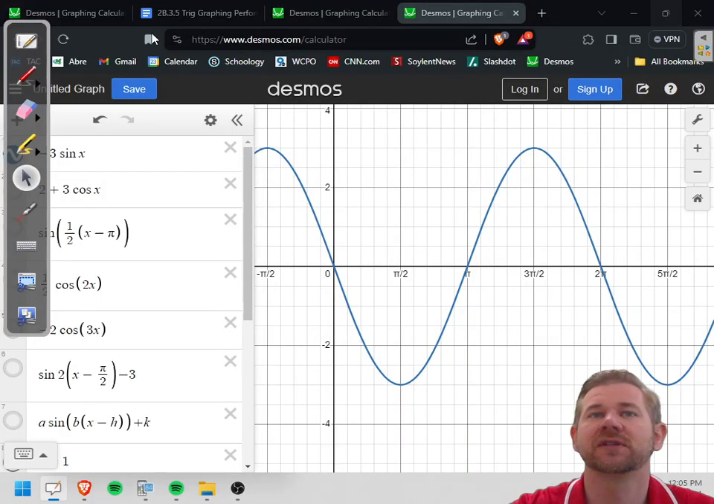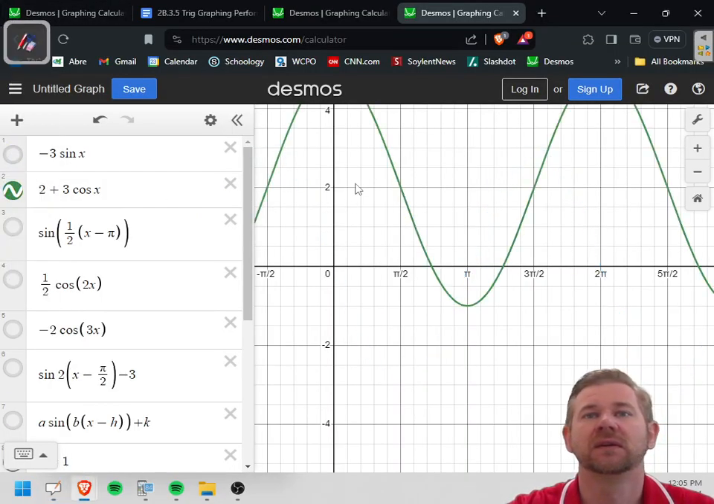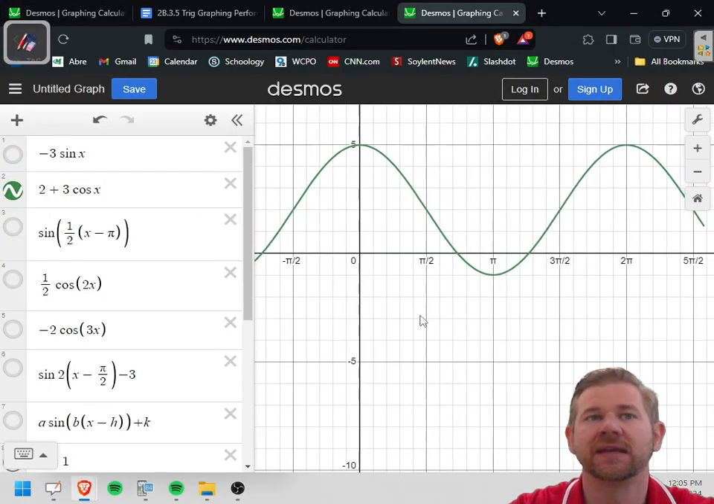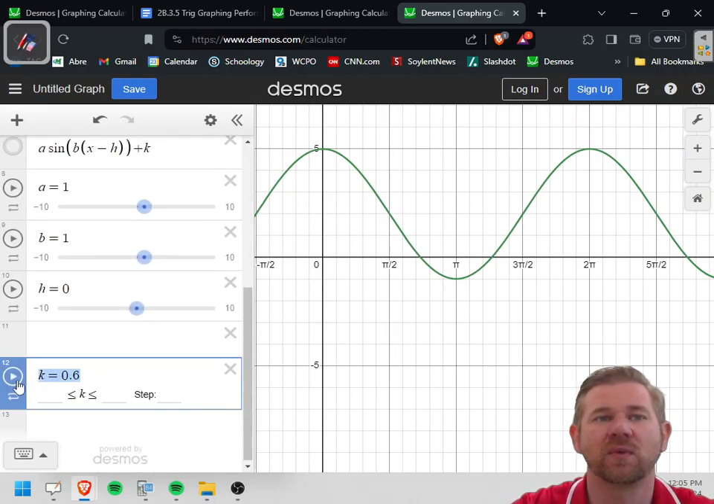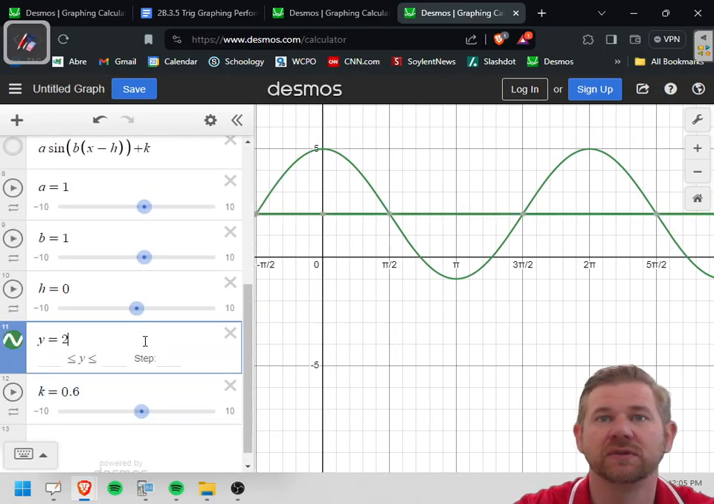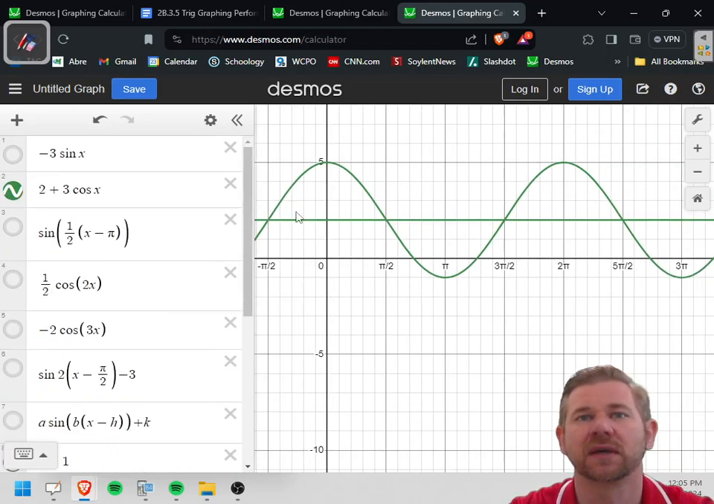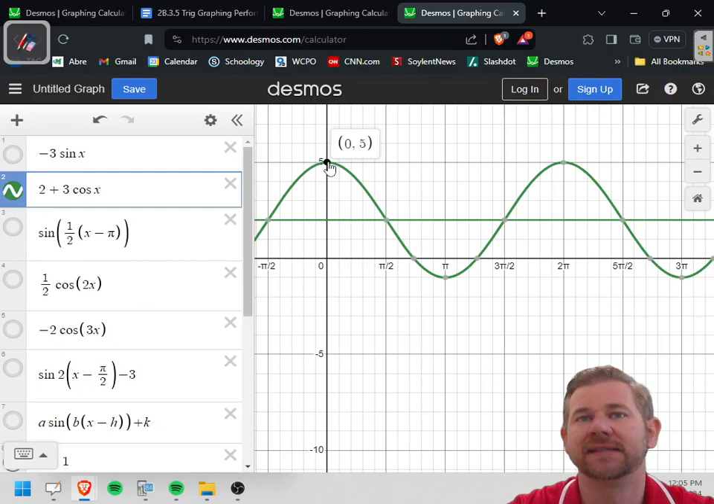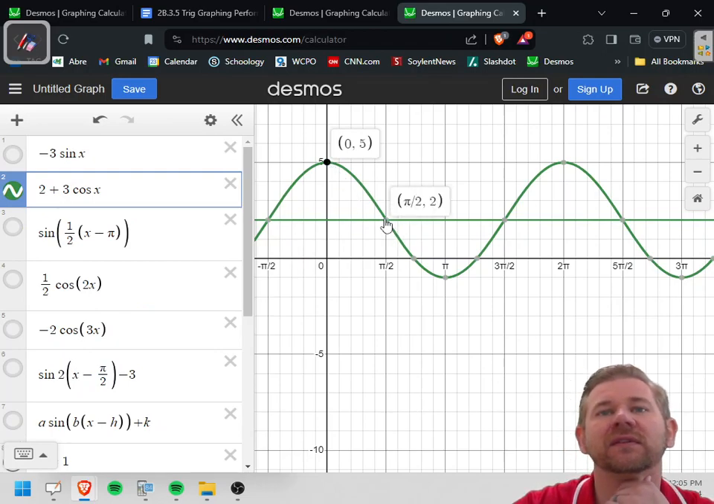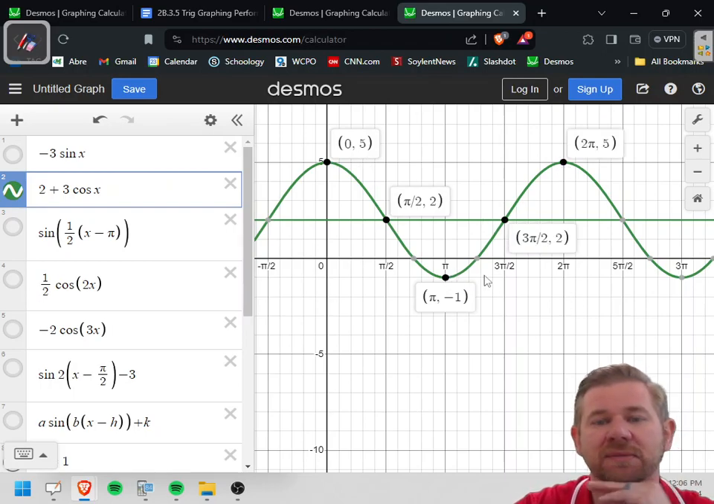2 plus 3 times the cosine of x. Okay, so you can see the midline is at 2, so it's a good idea to say y equals 2, so you can see the points that you're graphing. I don't like that that's red or green though, but it's okay. And you can see that at 0, it's at 5, and then at pi over 2, it's at 2. Its smallest is negative 1. 3 pi over 2, and then back to 5.